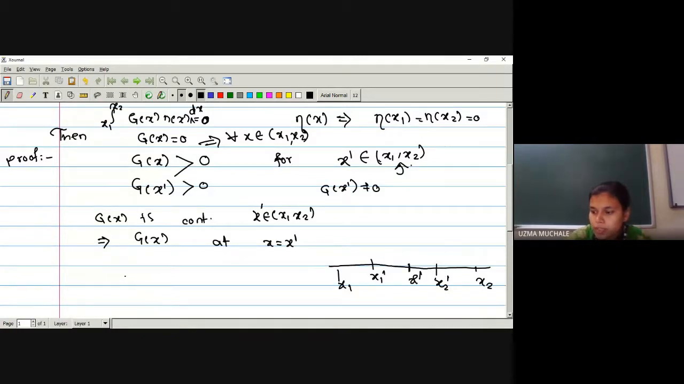So now we will construct a function. Our equation, whatever is provided to us, is the integral from x1 to x2 of g of x eta of x dx is equal to 0. This is given to us.